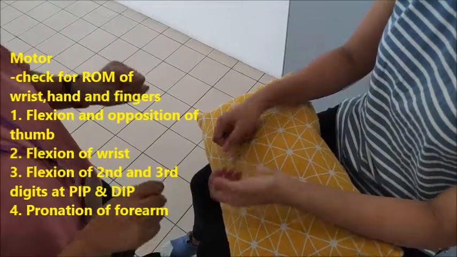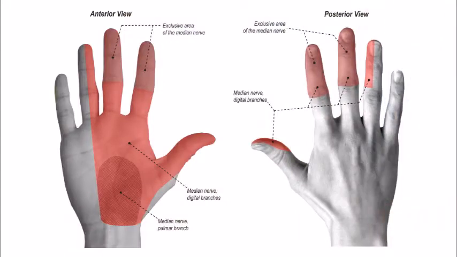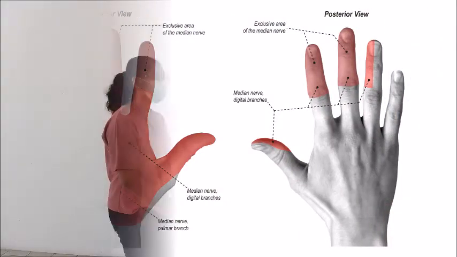This is because the median nerve supplies the flexor and pronator muscles in the anterior forearm, and it also supplies the thenar muscles and the lateral two lumbricals.